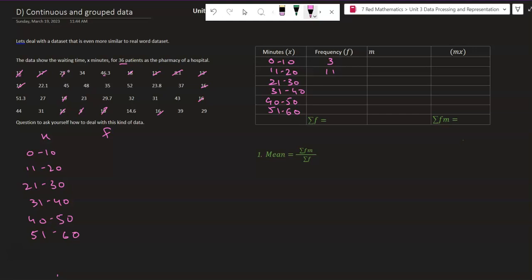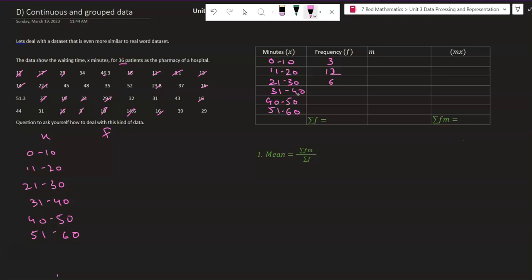Now 21 to 30. So that's 25, 1, 2, 3, 4, 5, 6. And so that's 6. I think I forgot this one, and so it comes here. So that becomes a 12. 14.6 is between 11 and 20, so I forgot that one.